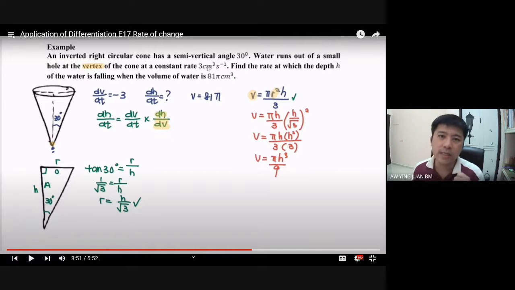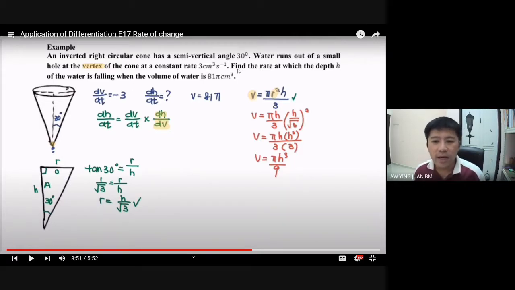cm cubed. Automatik kita bincang apa? Kita bincang volume. Okay? S -1 maksudnya masa. That's why kita ada dV/dt. cm cubed, kemudian bawah s, second. Betul? So, -3 sebab volume decreasing.